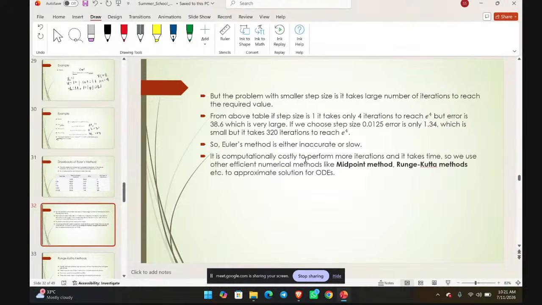Yeah, so let's move on to RK methods. Now, Karthik will continue with the RK methods.